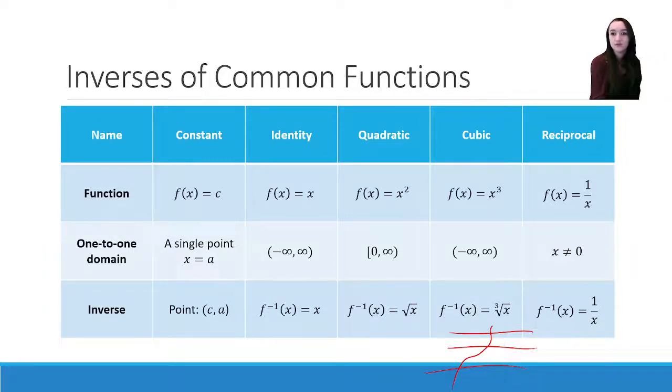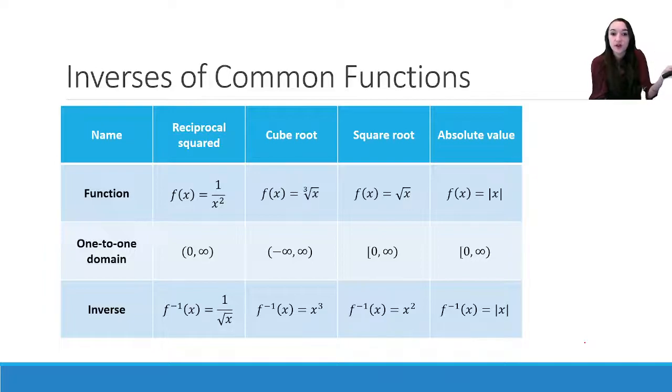And then the reciprocal function, 1 over x, would have to be restricted to basically the domain it already has. It's already one-to-one, so we don't need to change its domain at all. We just know that we can't divide by 0. And its inverse is also itself, so that's a special property of that reciprocal function.